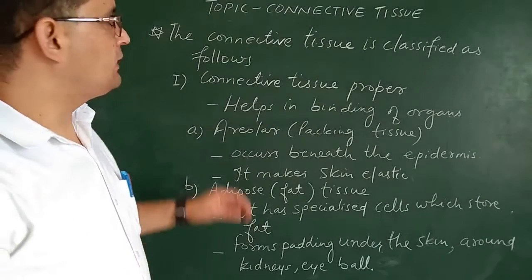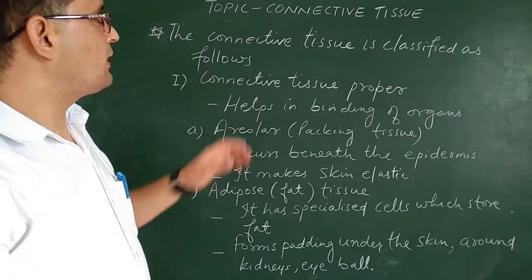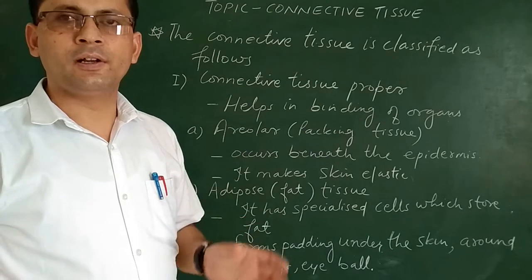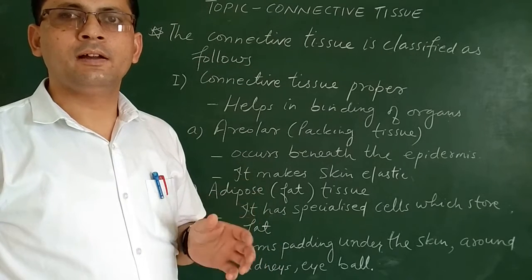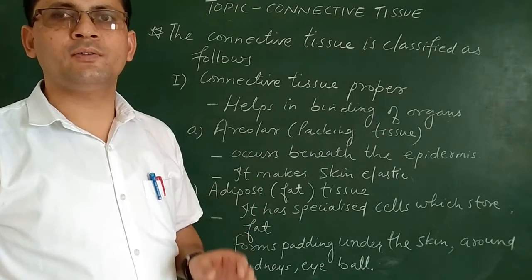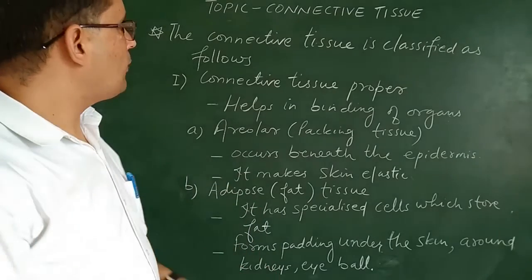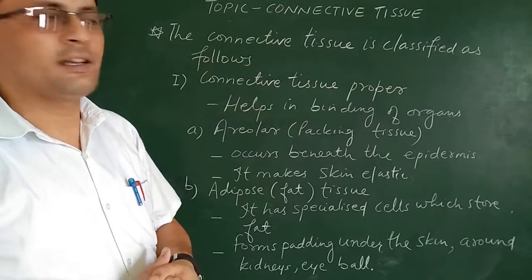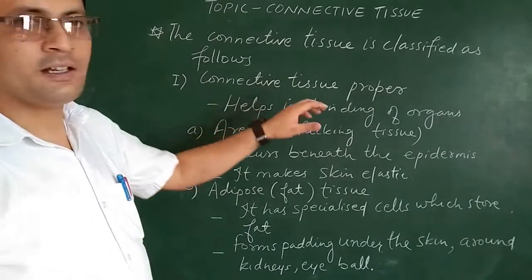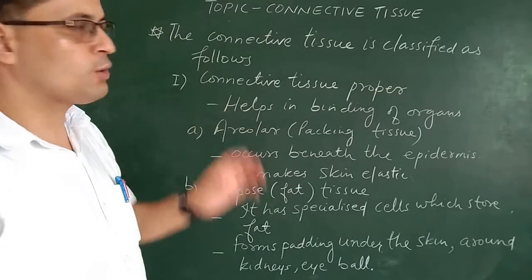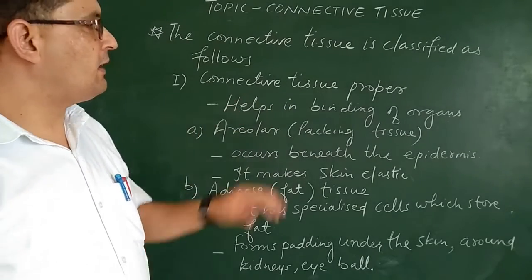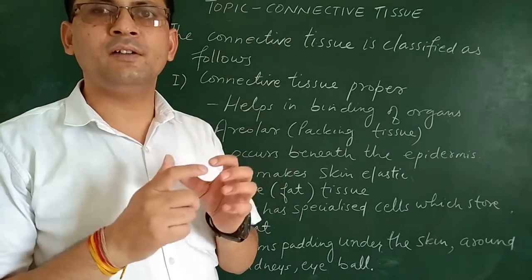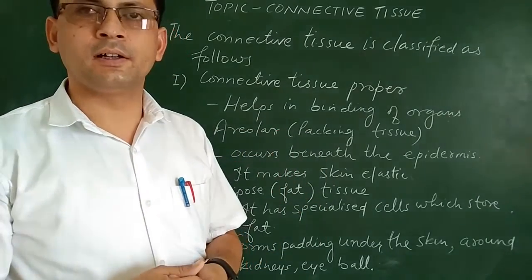Yes beta, now you can see here, this connective tissue is classified into three major types, that is fluid connective tissue, connective tissue proper, and supportive connective tissue. So the first one is connective tissue proper. Now beta, what is the role of this connective tissue proper? It helps in binding of the organs. It helps to bind one organ with another organ.